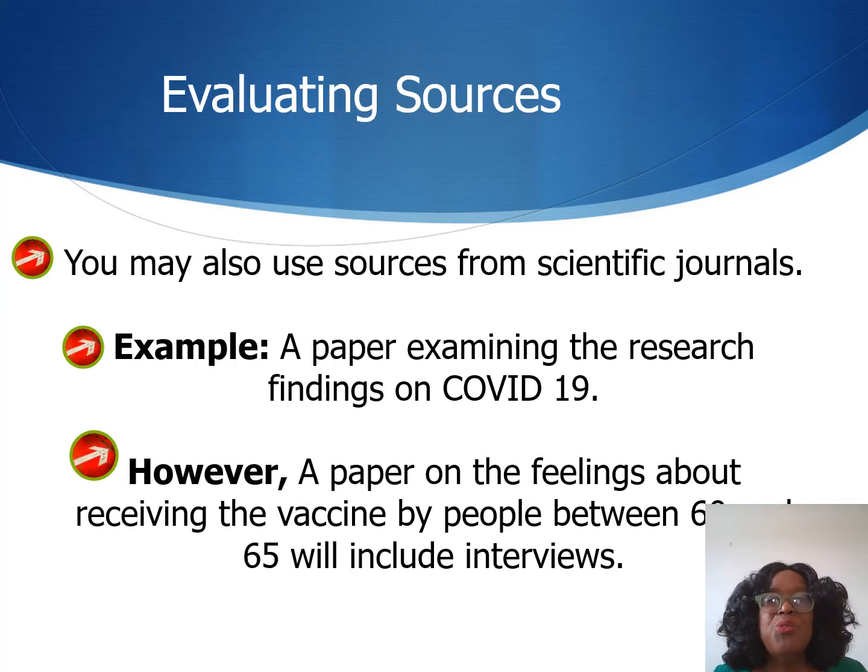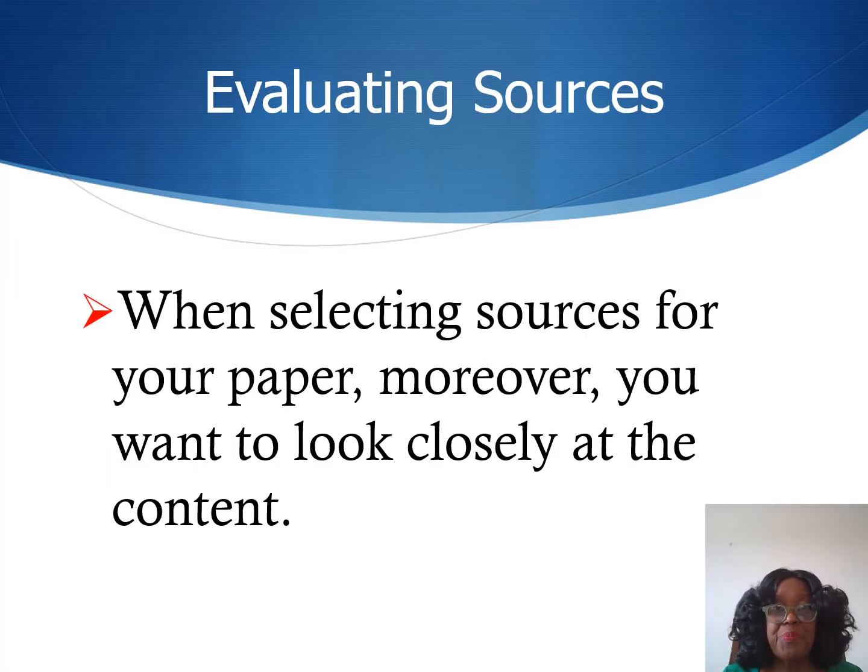You may also use sources in your research, depending upon your topic, from scientific journals. Example, a paper examining the research findings on COVID-19, you would probably use scholarly journals. However, a paper on the feelings about receiving the vaccine by people between a certain age group, for instance, in their 60s, you certainly could interview people.